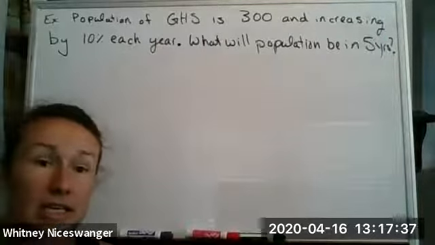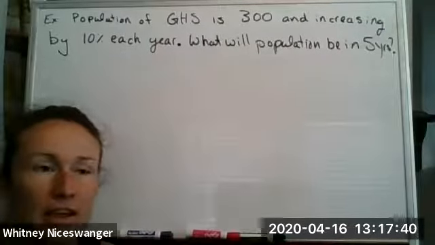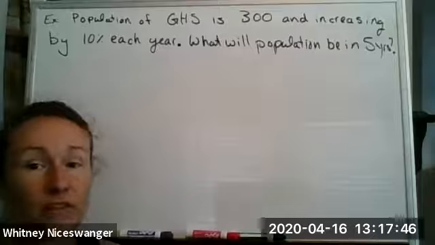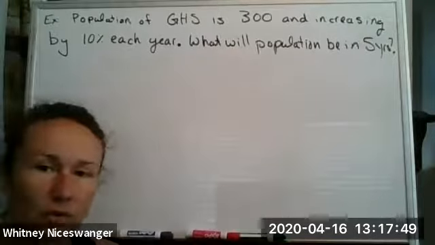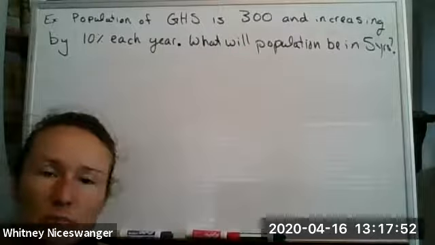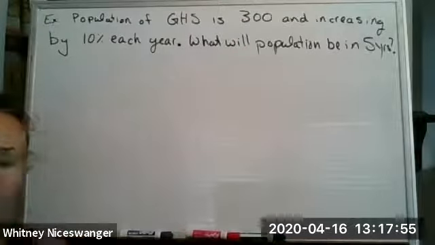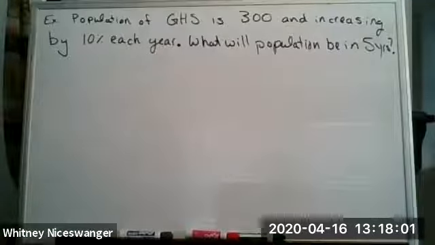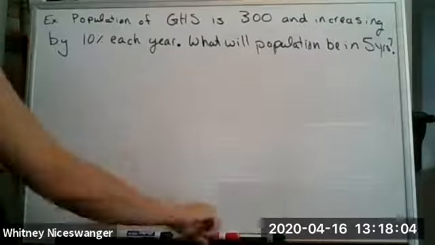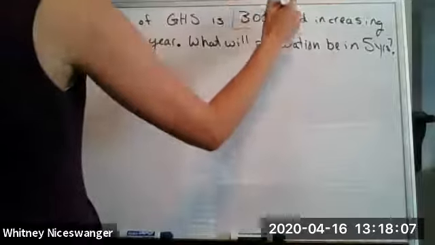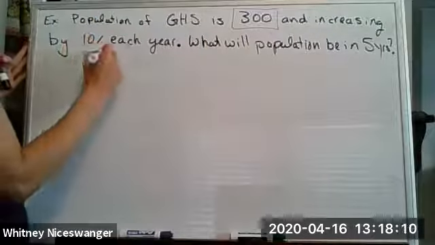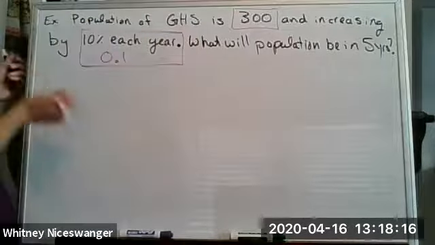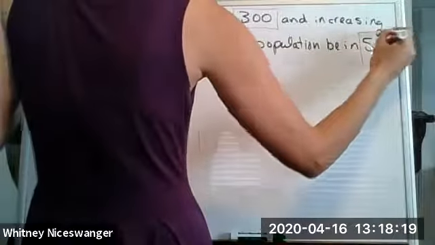All right, so let's take a look at an example. Let's say that Garfield High School has about 300 students right now, but the enrollment at Garfield High School is increasing by 10% a year, okay? And we want to know how many students are going to be at Garfield High School in 5 years, okay? This is an exponential growth rate. So we know that our current amount of students is 300. And if we're increasing by 10% each year, that's 0.1 as a decimal. And we want to know how many students we're going to have in 5 years. So that is our time.